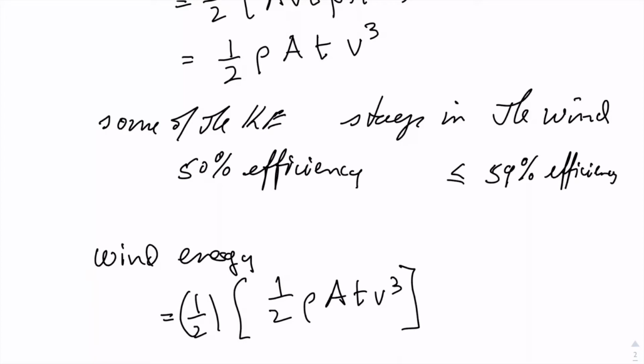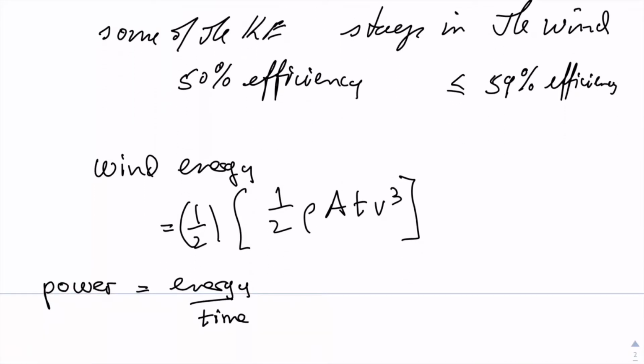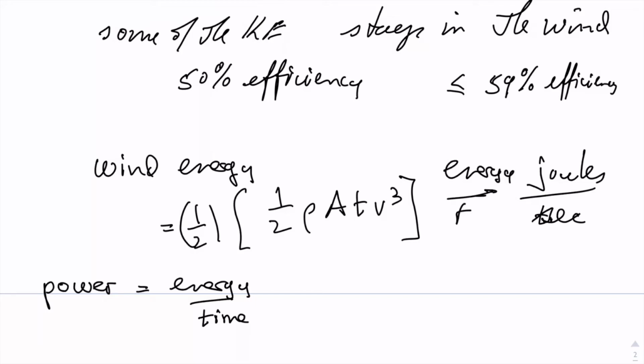Now we're eventually interested in the power, which is the energy over the time, energy per unit time. For example, if the energy is in joules, and we divide by seconds, energy over time, joules per second, that gives us watts, and that's our unit of power.